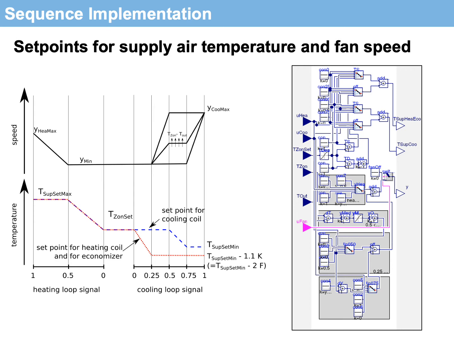In the cooling case, it's a little bit more complicated, but basically what this sequence is doing is staging on the economizer first, using the economizer as much as possible by increasing the fan speed if the difference between the outside air temperature and inside air temperature is really great. And again, using this outside air as much as possible before turning on the cooling coil. You can see on the right there the implementation in the CDL blocks.